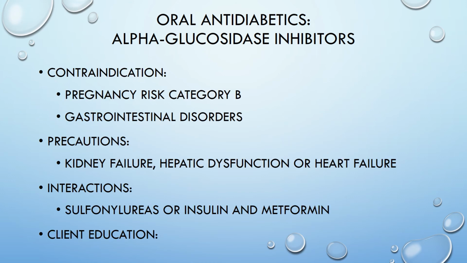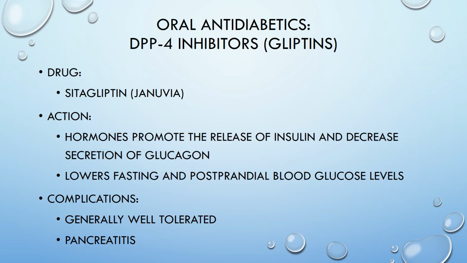Okay, contraindications: pregnancy risk category B, gastrointestinal disorders. Precautions: kidney disease, hepatic dysfunction, or heart failure. Interactions: sulfonylureas, or insulin and metformin. And then once again, hypoglycemia, wearing bracelets is what you need to instruct them on.